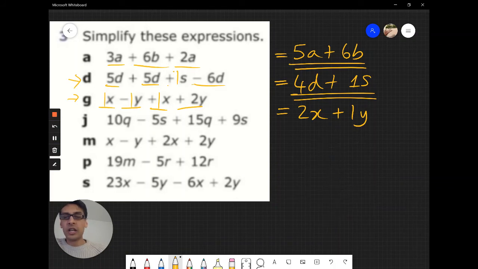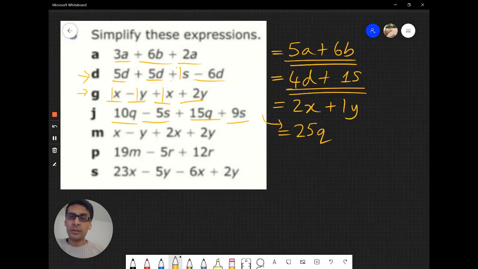Okay, question J. I'm going to do this down here. So I have 10q plus 15q. What does that give us? It's going to be 25q. And then we've got negative 5s plus 9.